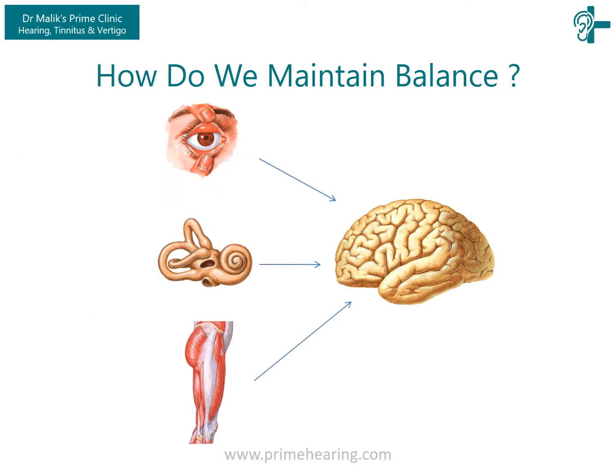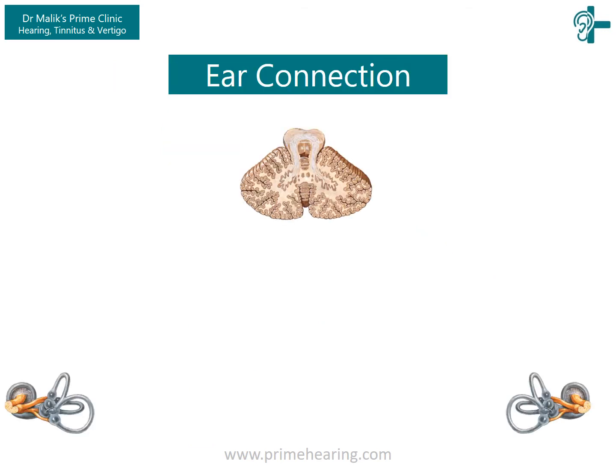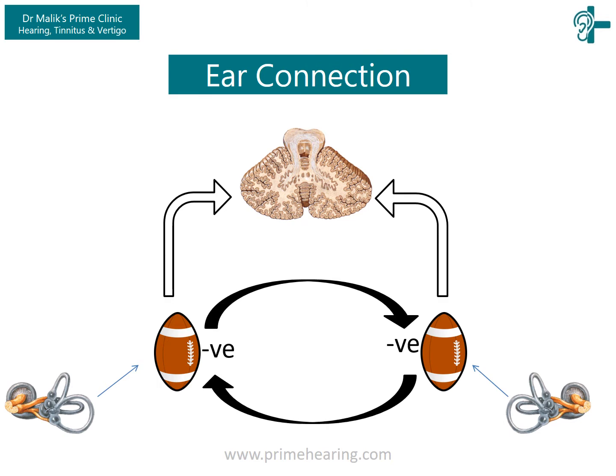Now, the brain is using information from the eyes, from the muscle joint sense, and the ears all together to know what its orientation in space is. Now, the ears perhaps are the most important of these three. When they sense motion, they give signal to the vestibular nucleus on each side. These vestibular nuclei are trying to give information to the brain and also try to pull each other down simultaneously.